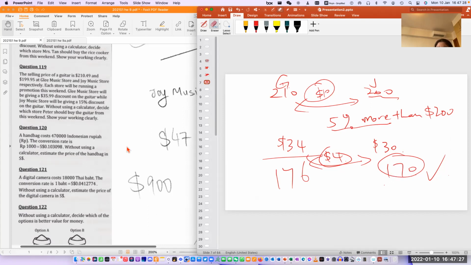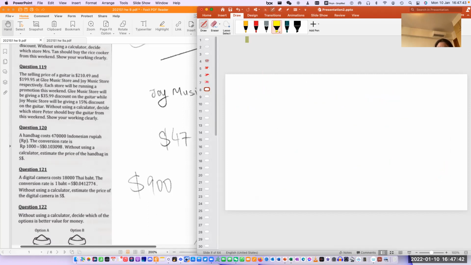Okay, good. Okay, over here, it says show your working clearly. So probably you want to show this working. Yeah, you just write down 210, 200. If you want to present your answer, I think most likely you can actually construct a table.